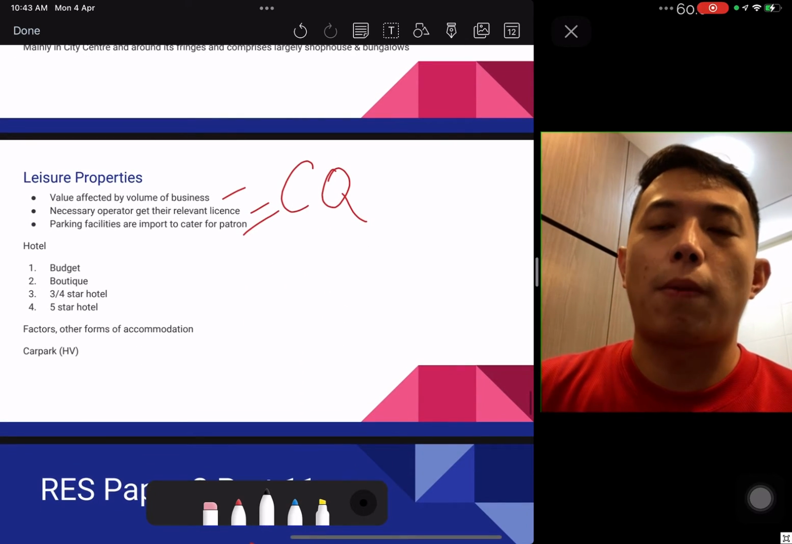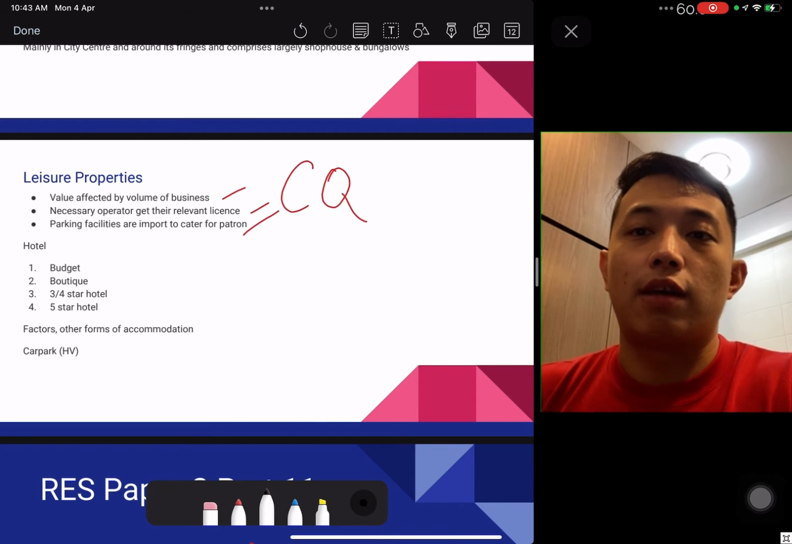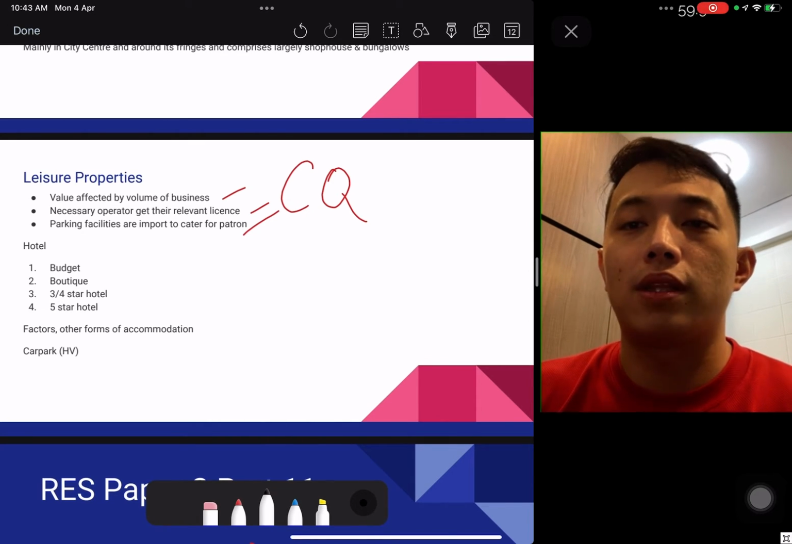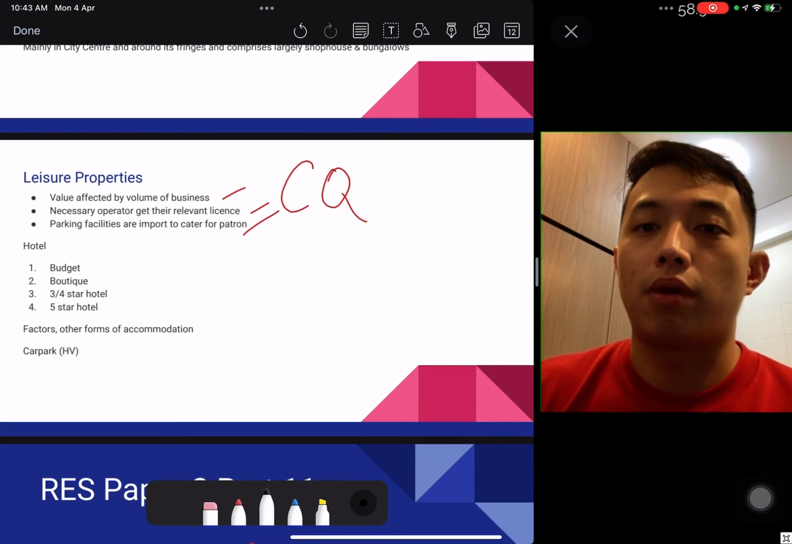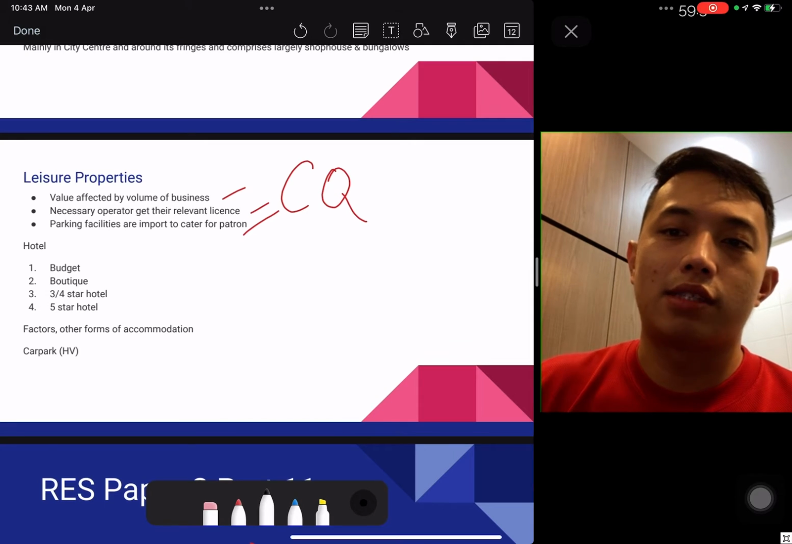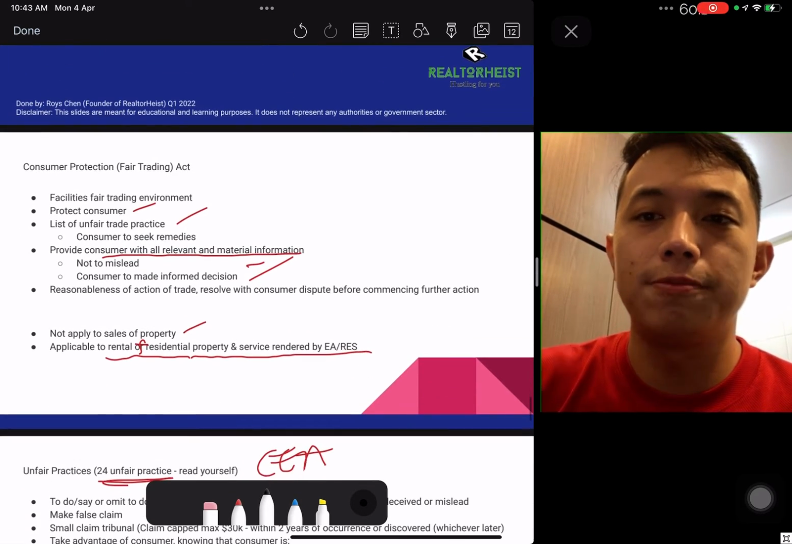For leisure properties such as in Clarke Quay, the value is actually affected by the volume of business. Any operators need to get their own relevant license to operate, and parking features are very important for this. So there are hotels, car parks, and other things. Don't go through. I'll proceed on.